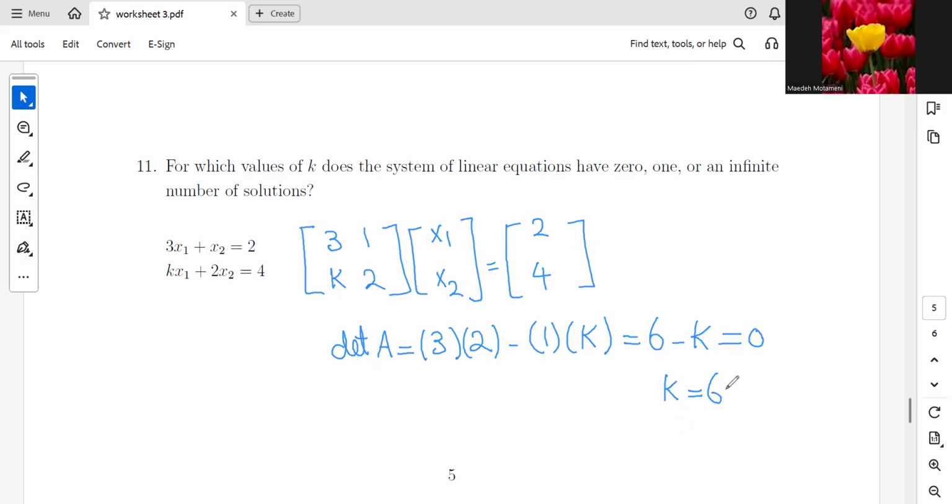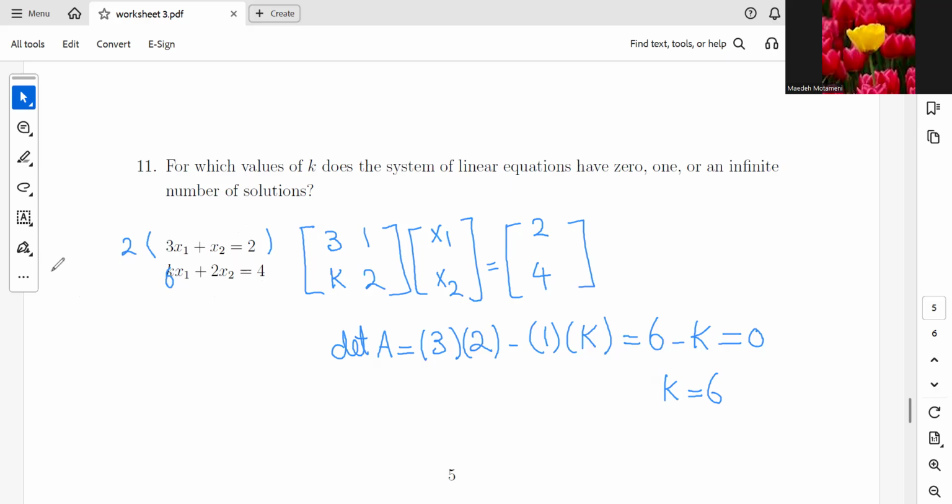So when k is 6, the second equation, let me write 6 here, is a multiple of 2 of the first equation. So if you multiply the first one by 2, you would get the second one. It means that there are an infinite number of solutions when k is equal to 6. Because in that case, we have one line here, and we have another line which is parallel to this one. So, not parallel, that would be the same, because if you simplify, you get the same slope.